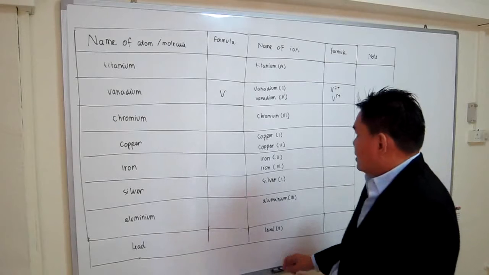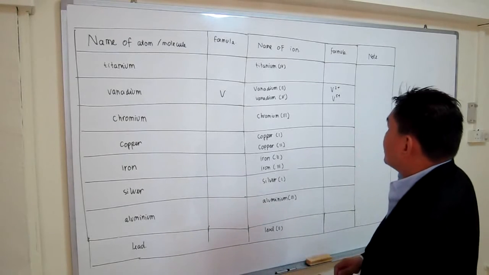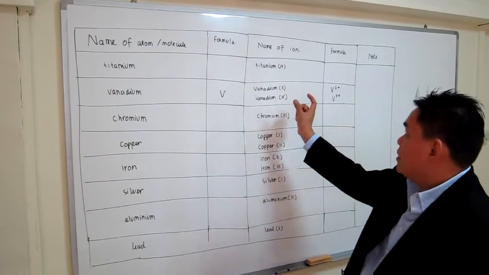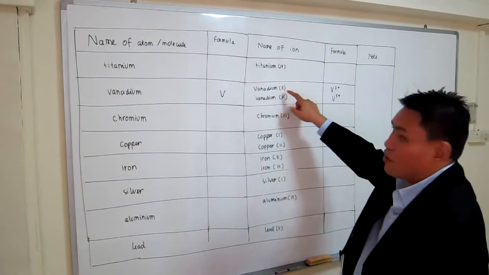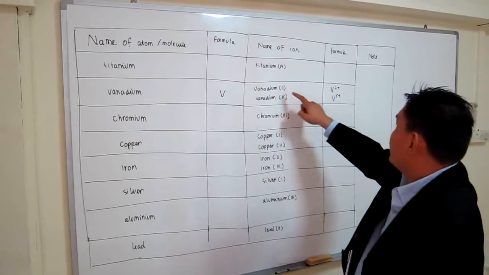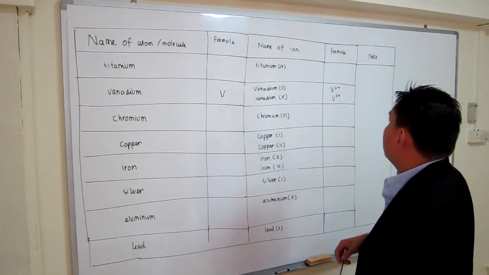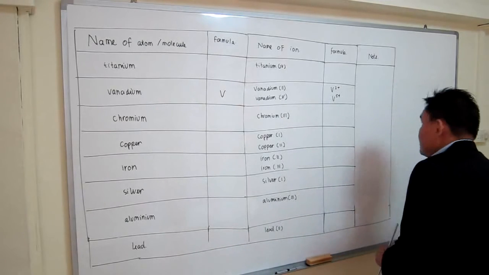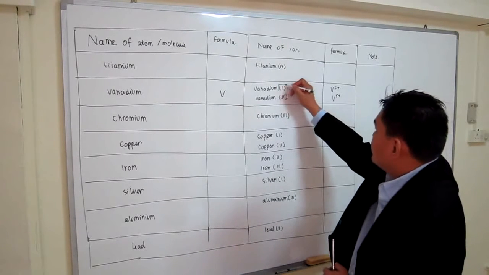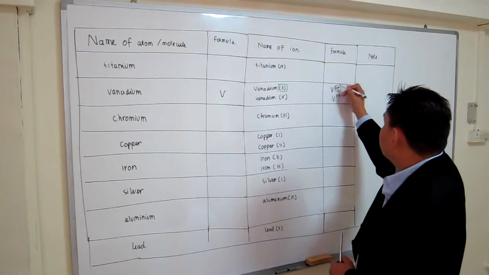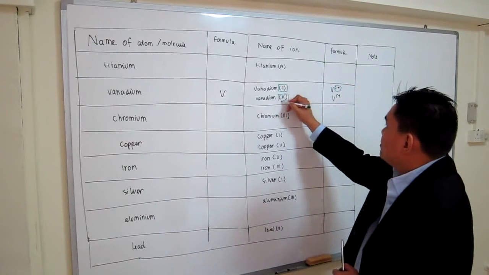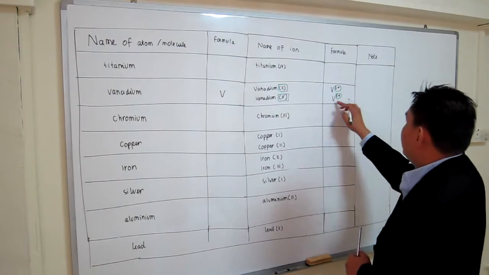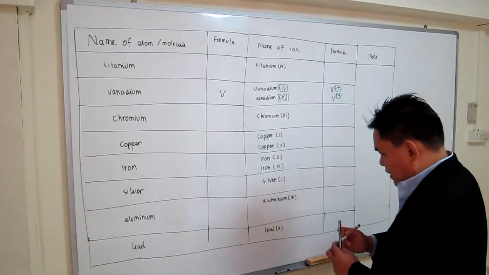So the rule here is very simple. After the name of that element, you must put Roman numerals, and that Roman numeral indicates the charge of that ion, right? So with vanadium 2, the charge will be 2+. With vanadium 5, the charge will be 5 plus, so it becomes V5+, right?